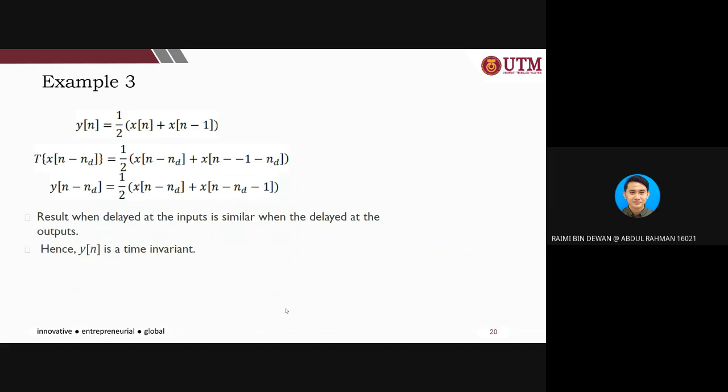Next, you see the examples. Look at the example here.